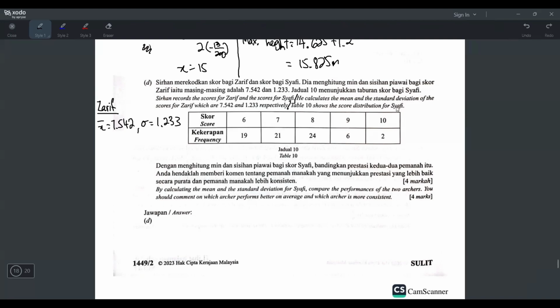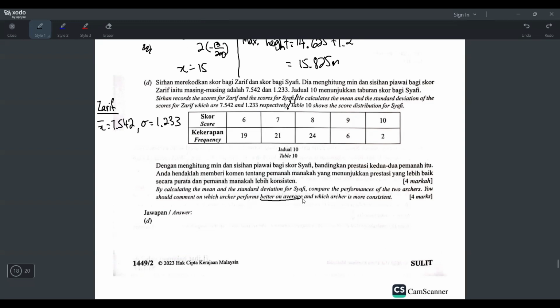And then Table 10 shows the score distribution for Shafi. Okay, so this table is for Shafi, for the other person. And then by calculating the mean and standard deviation for Shafi, compare the performance of the two archers. You should comment on which archer performs better on average and which archer is more consistent.